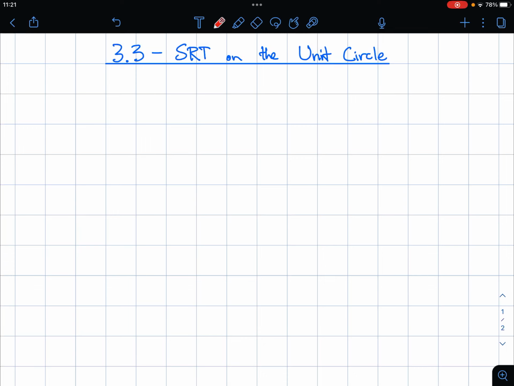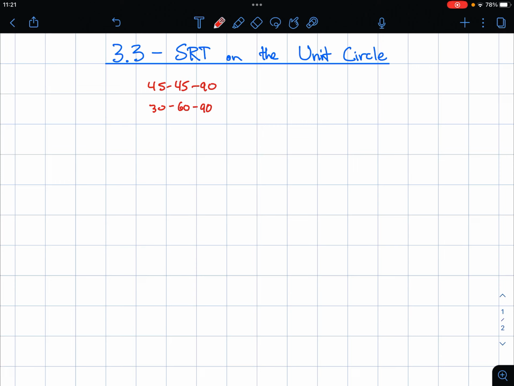Lesson 3.3, we're going to expand what we did in the unit circle from last lesson, and we're going to focus on what you will spend most of your time doing on the unit circle, which is working with special right triangles. So that's the 45, 45, 90 special right triangle, which you'll recall is half of a square. And then there's the 30, 60, 90 special right triangle, which is half of a nice equilateral triangle.